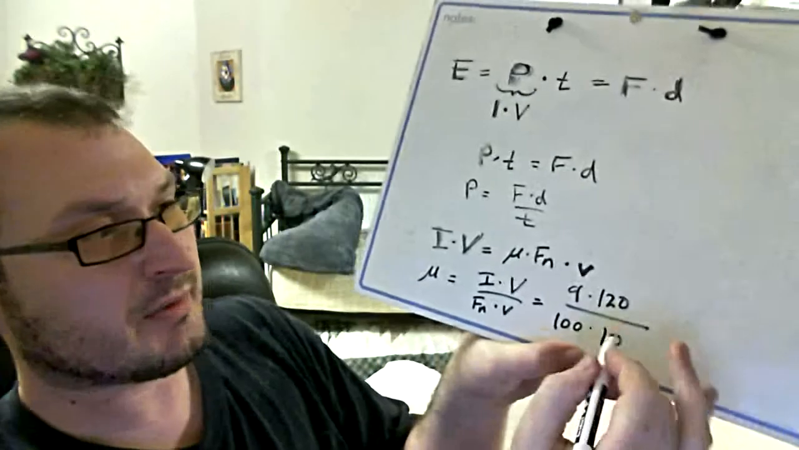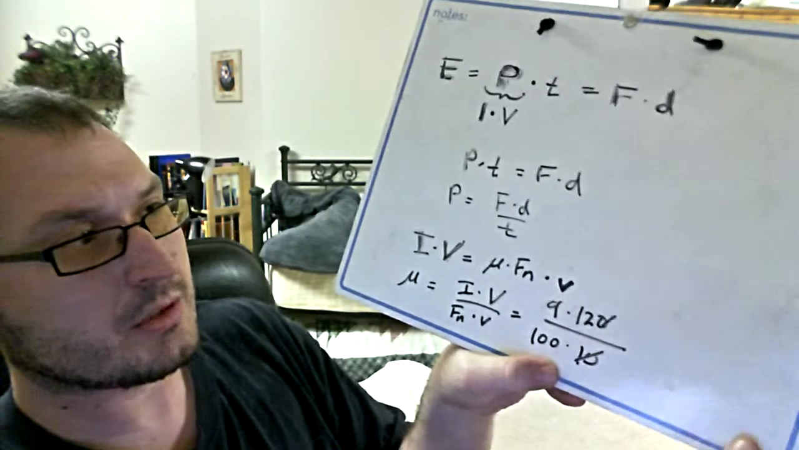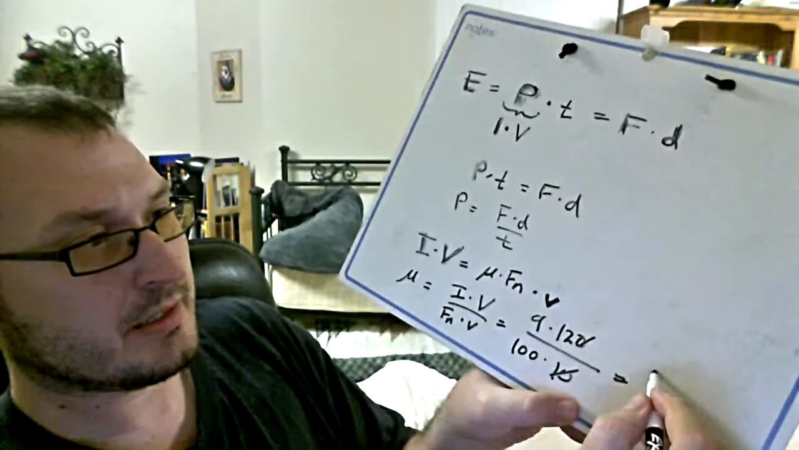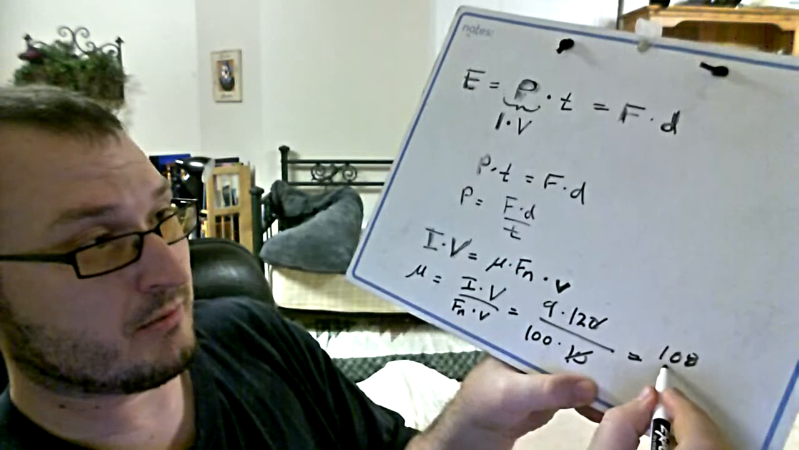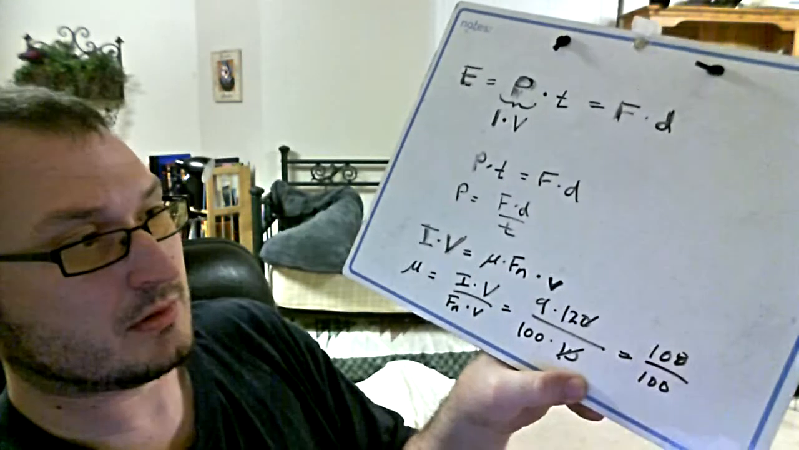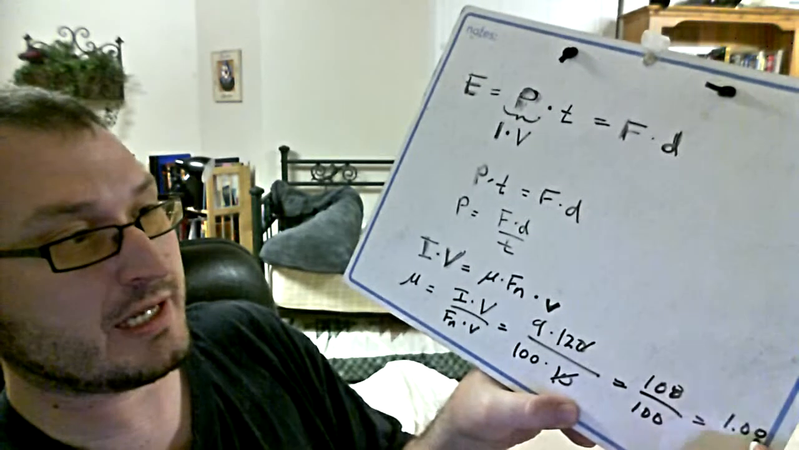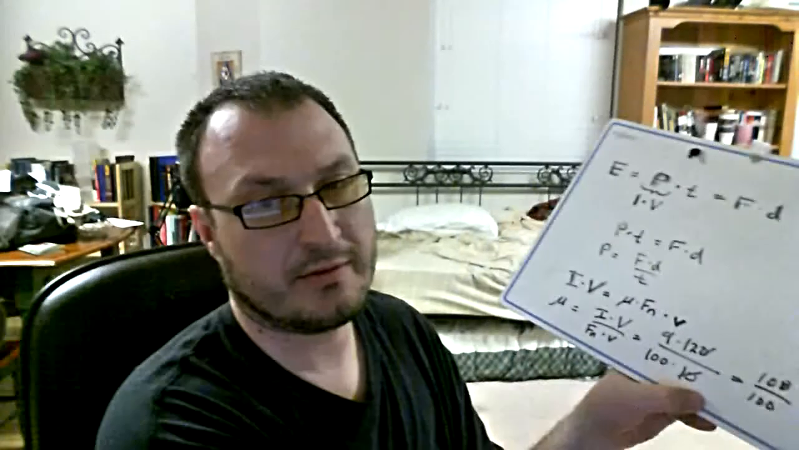I can simplify it, drop that out. I get 9 times 12. If you're really good at math, you can just do that in your head. I'm not saying I'm really good at math, but I can do that one, I think. 108 over 100 equals 1.08. And we go and check the answers and see if we got an answer here.